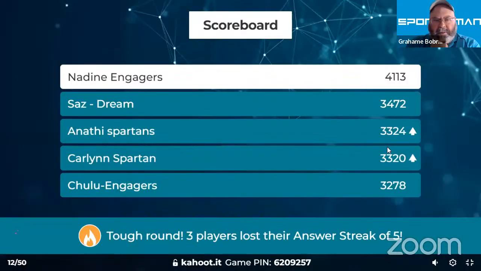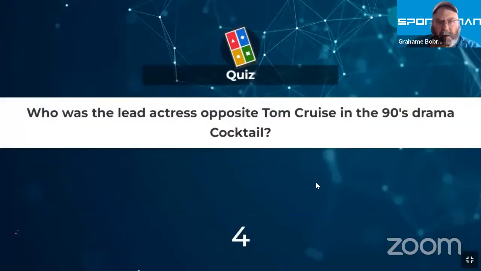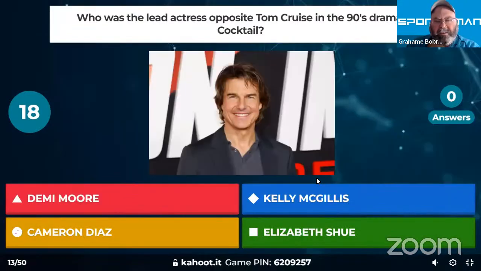Let's see how that did things. Nadine stuck there. She got that wrong. Saz has gone towards 2nd place. And Nati from the Spartans. Looks like Spartans are making their way on this list. Nadine and the Engagers. Chulu. Also good stuff. Right. Question number 13. Another entertainment one. Who is the lead actress opposite Tom Cruise in the 90s drama Cocktail? Was it Demi Moore, Kelly McGillis, Cameron Diaz, or Elizabeth Shue?